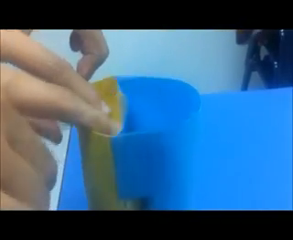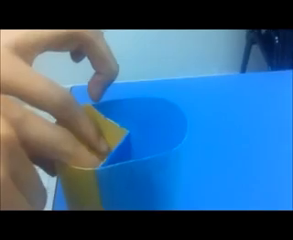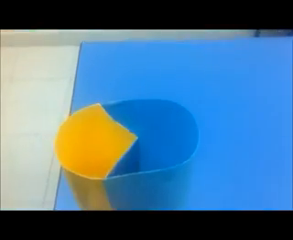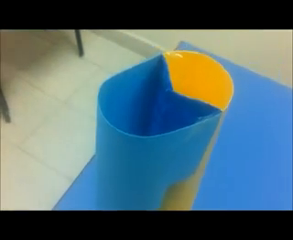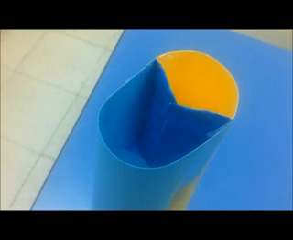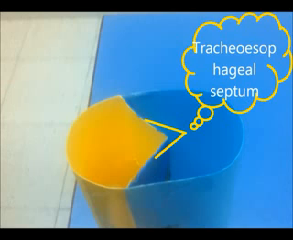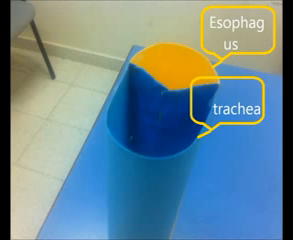For the separation process, two longitudinal ridges, the tracheoesophageal ridges, separate the trachea in blue from the foregut in yellow. When these ridges fuse to form the tracheoesophageal septum, the foregut is divided into a dorsal portion, the esophagus, and a ventral portion, the trachea and lung buds.